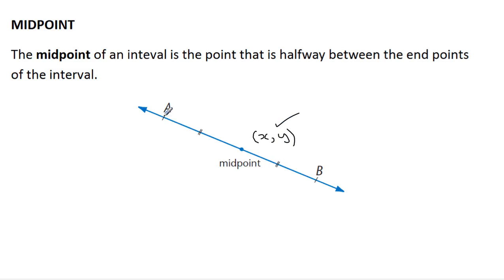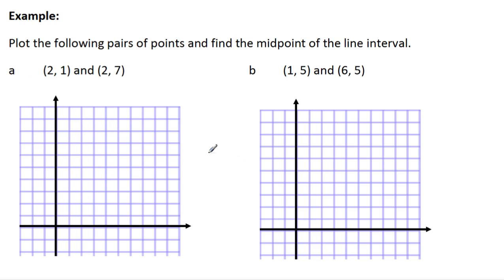The interval is the line that joins A and B, so that distance from A to B is called the interval. Midpoint is the halfway point. So let's see how this is done. Firstly, let's remind ourselves of how to plot these points.